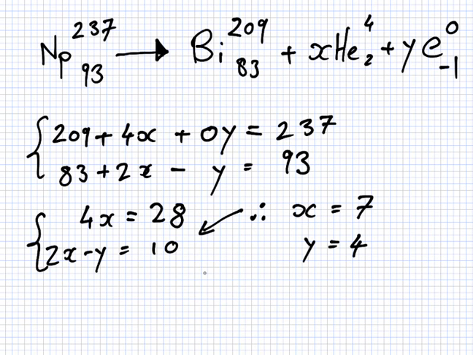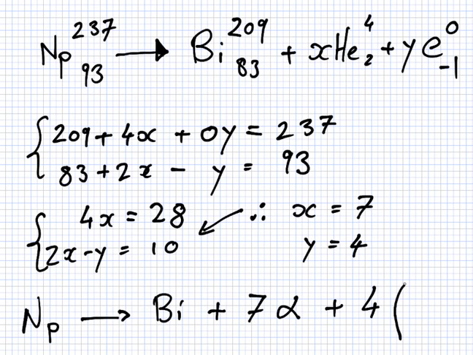Yeah? So here what happens is the Np will turn into Bi and make 7 alpha particles and then 4 beta particles. Yeah. This is the decay. What was your mistake, Abraham? Was a sign mistake just, yeah. Here with the minus.